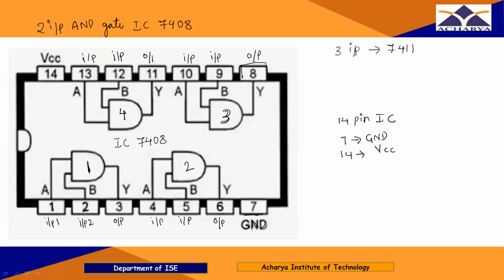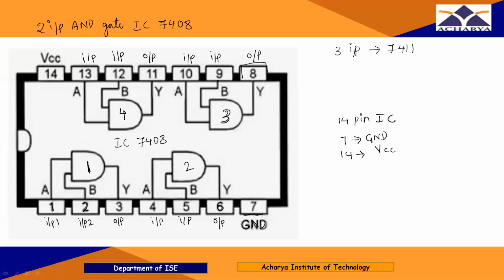is the output, right? So here in one IC, observe carefully, all the gates have only two inputs. So if it has two inputs, we can get four gates in one IC, right? Four gates in one IC. So it is a 14 pin IC. Pin number 7 is ground and pin number 14 is for VCC, right?